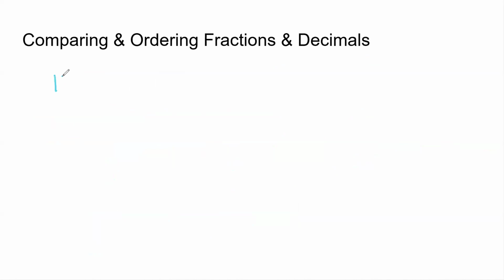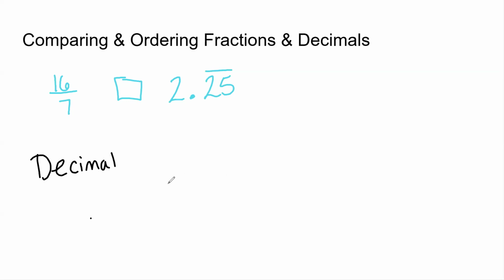I'm going to do 16 over 7 compared to 2.25 repeating. So that'd be like 25252525 forever. If you want them both as fractions, getting the repeating one to be a fraction is pretty difficult, so I actually would not even do that. I would just go the decimal route here. So we're going to keep the 2.25 repeating and then do 16 divided by 7.